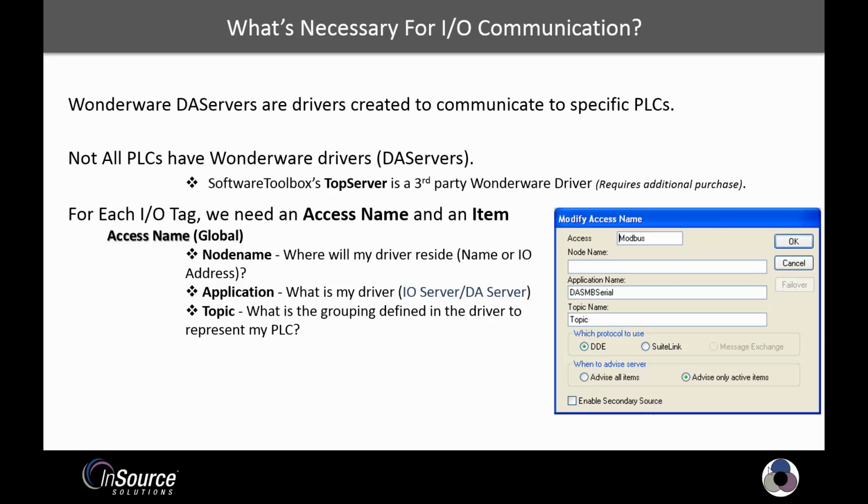So access names are global. Hundreds, if not thousands of tags can share one access name. But there is one thing that is unique to each tag, and that is the item. The item is a local memory address in the PLC or a tag in a PLC. Modern PLCs have symbolic tag structures that we can use to mimic the names of our tags to the tag structure in the PLC. So an item is a concept that is local to each I/O tag.